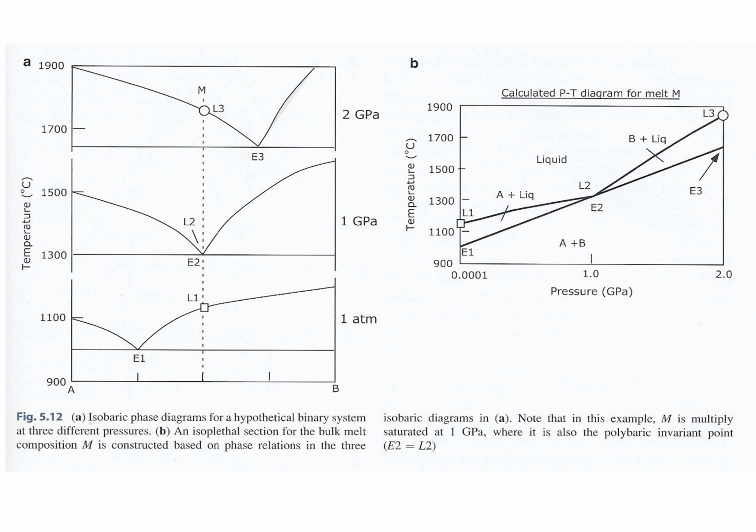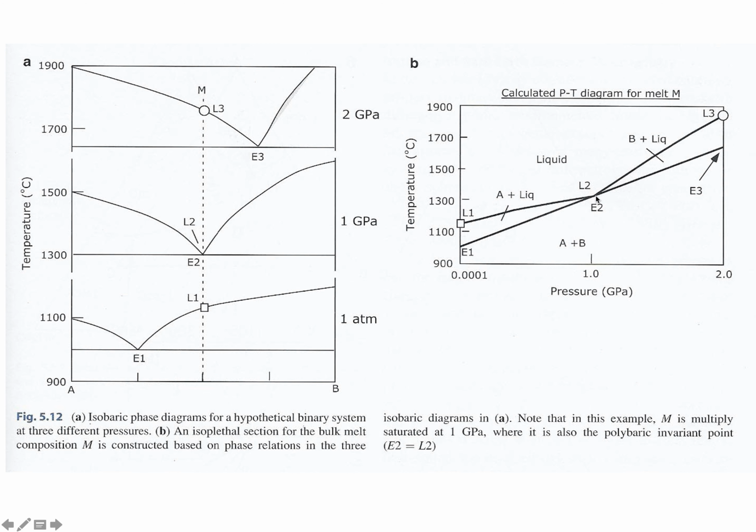So what is written here: isobaric phase diagrams for a hypothetical binary system at 3 different pressures. B, an isoplethal section, do we have here. For the bulk melt composition M, it is constructed based on phase relations in the 3 isobaric diagrams in A. So here we have the eutectic point at atmospheric pressure, so at 1 bar, at very low temperatures. Here we have the pressure, here we have the temperature, and here we have L1, the liquid point, and E1, the eutectic point.